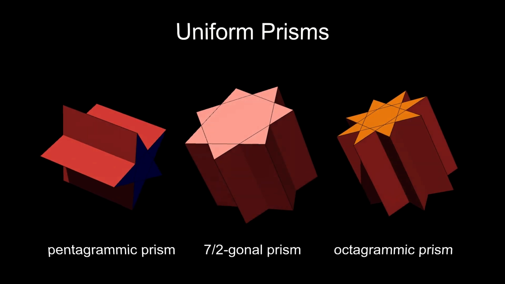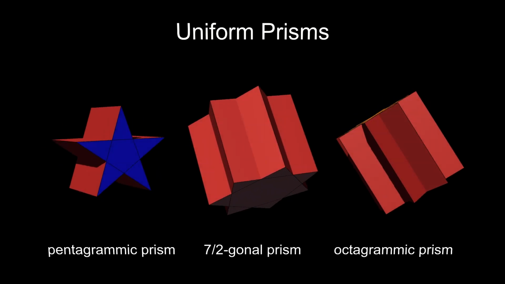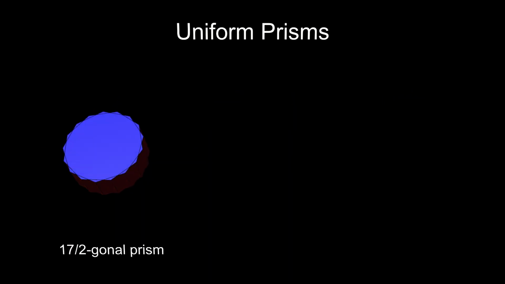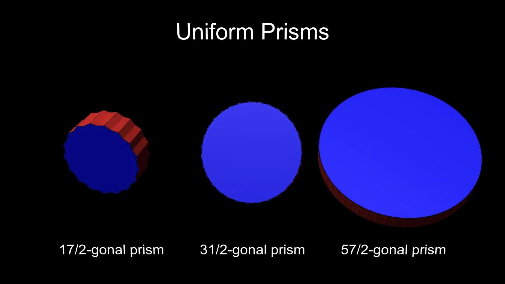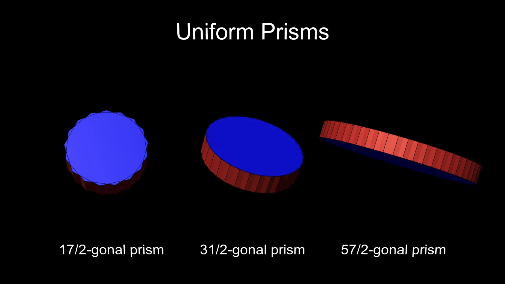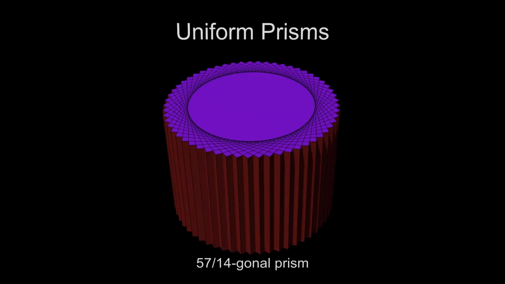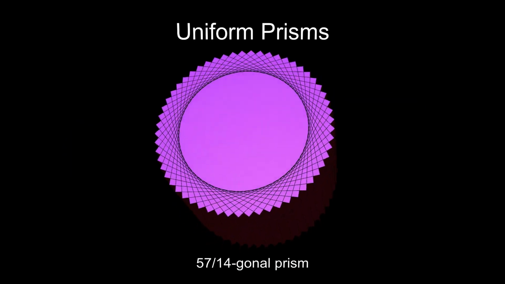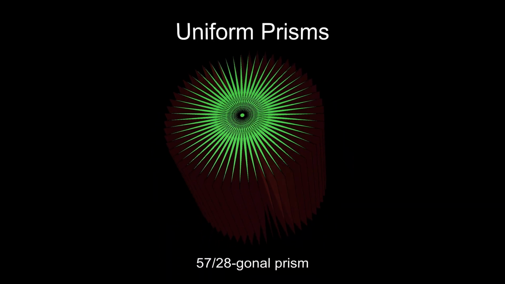They get rounder and flatter as the number of sides increases, but only if the density remains low. If the density is also high, they appear more jagged, like the 57/14 gonal prism, or this exceptionally spiky 57/28 gonal prism.